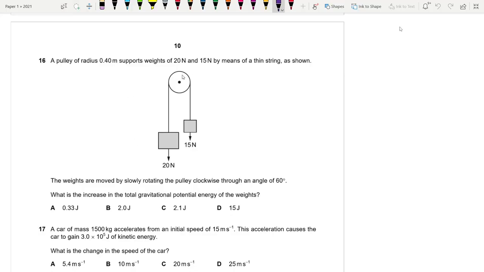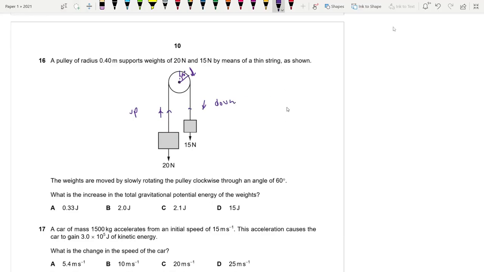So they're saying that we rotate the pulley clockwise by 60 degrees. That means to the right. It's being rotated to the right. So if it rotates to the right, what's going to happen? This one will go up and this one will go down. Basically, that's what's happening, right? Although tension is directed upwards. So this side goes up and this side goes down. All right, so we need to find out the distance moved.